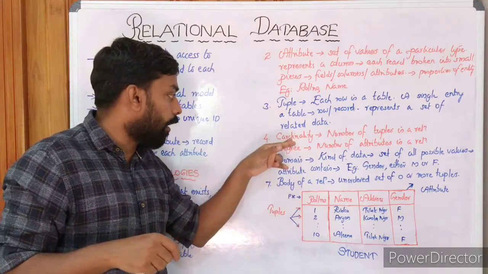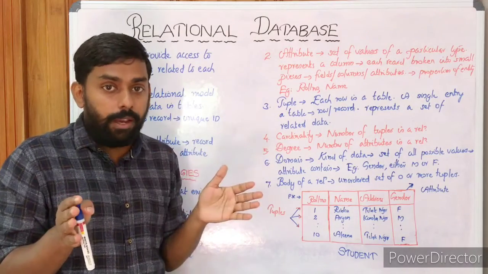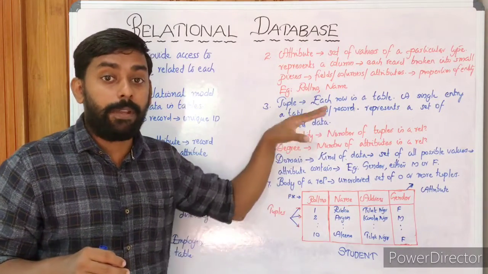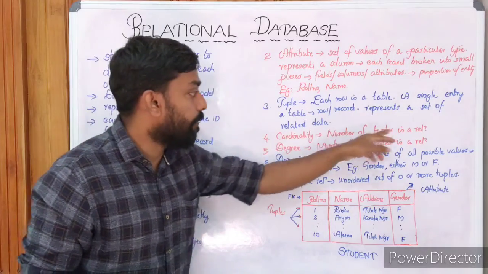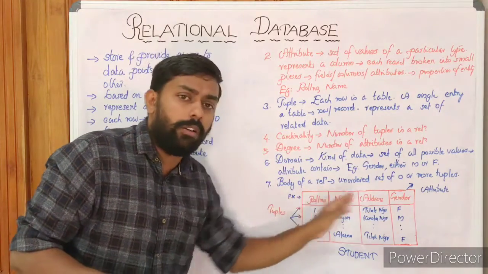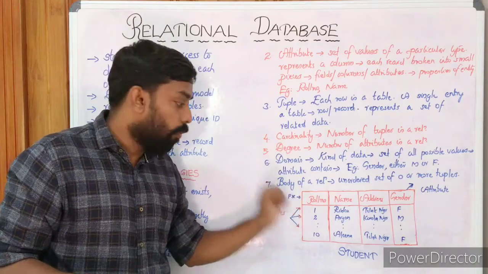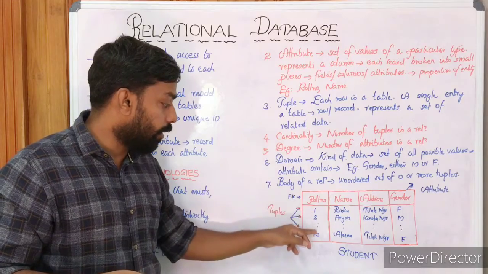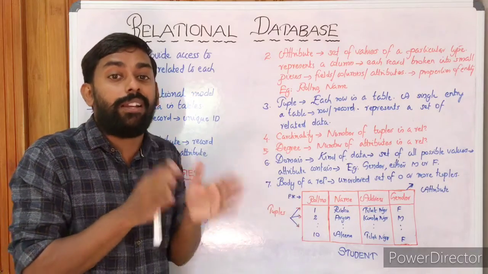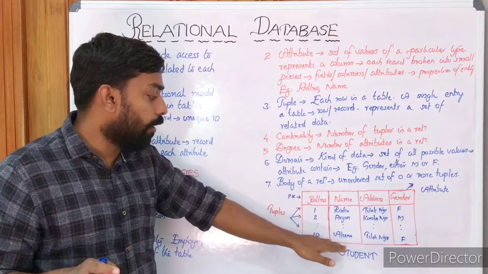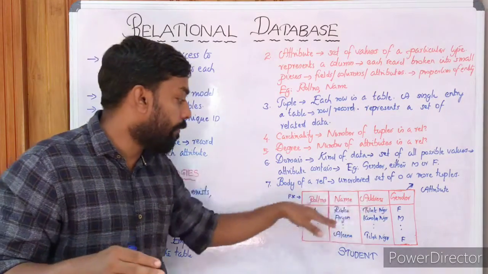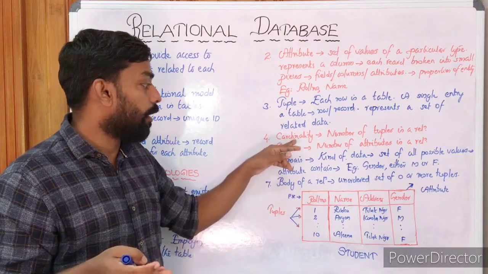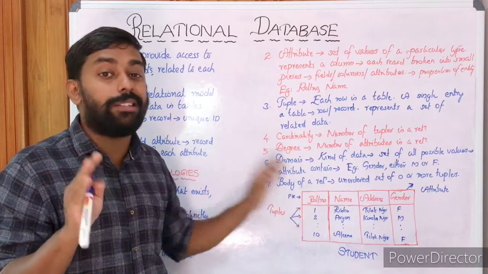Then cardinality. We have cardinality and degree. It's a measurement. Cardinality means the number of tuples a relation contains, the number of tuples in a relation. What is the cardinality of the student relation? How many tuples do you have? 1, 2, 3, 4, 10, right? So the value of cardinality is 10, because in the student relation or student table we have 10 rows or 10 tuples. So the cardinality of student is 10.